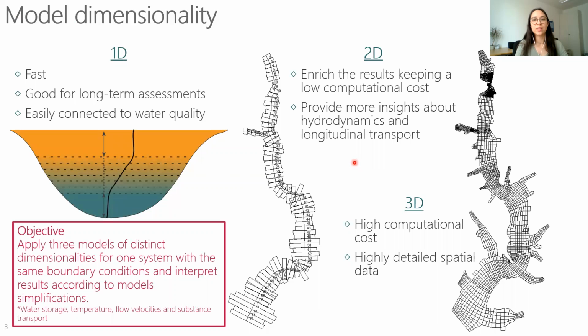So the idea of this study was to apply three models of distinct dimensionalities for the same place and with the same boundary conditions. And then we interpret the results based on the simplifications of each model. We focus on water storage, temperature, flow velocity, and substance transport.